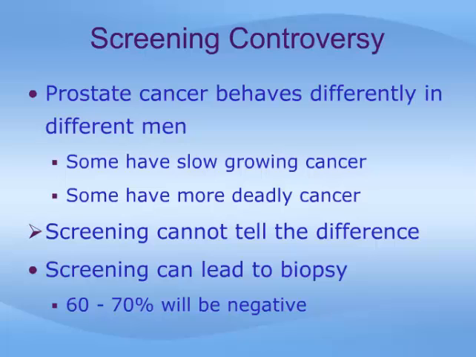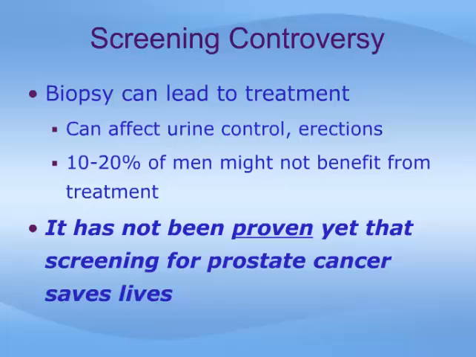The controversy about screening for prostate cancer revolves around the fact that the tests cannot differentiate between which patients have more significant cancer and which have slow-growing cancer. It is important to understand that if you have a PSA test done and it proves to be abnormal, this can lead to a biopsy, which is a simple but invasive test. You will also need to know that 60 to 70% of these biopsies prove to be negative, depending on the PSA level.